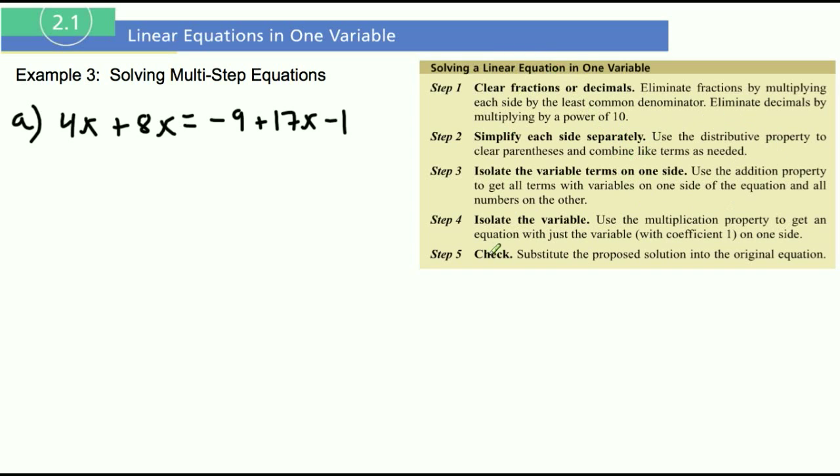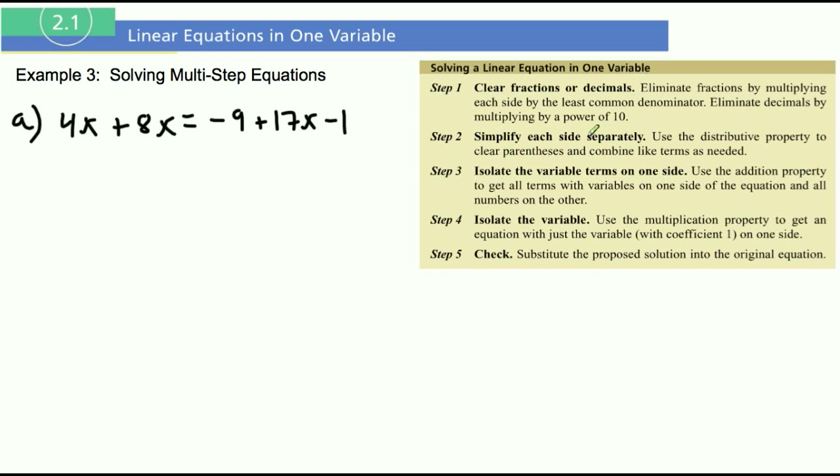So here are the steps, and you're going to skip the steps that don't apply to the problem. So for example, in this problem right here, it says clear fractions or decimals. Well, there are no fractions and there are no decimals, so we don't have to do that step right there. Okay, because this one doesn't have it. These are the steps that we're always going to use now for multi-step equations. So we're going to skip that one.